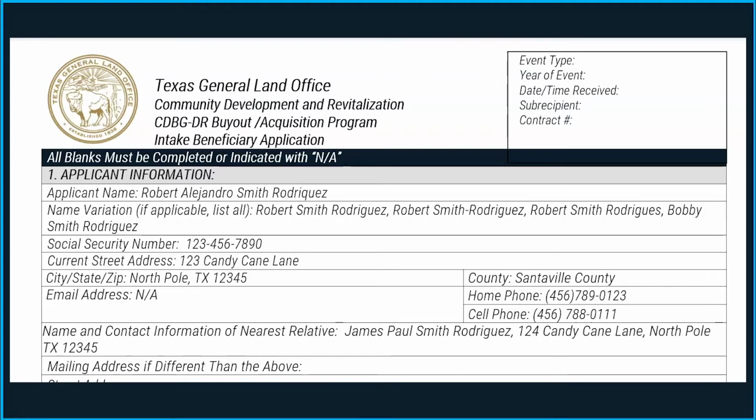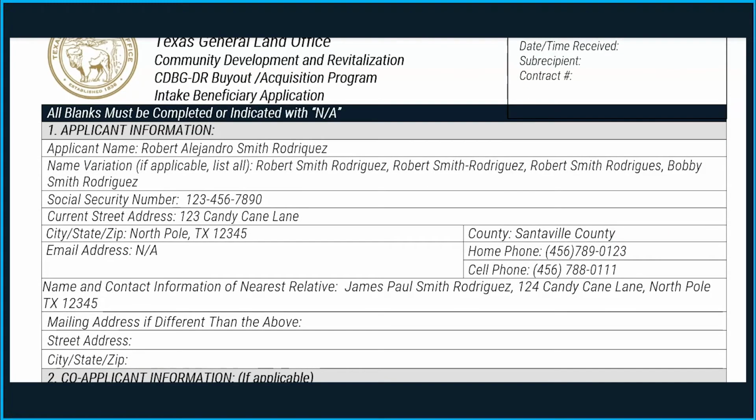The last few lines in Section 1 are for the mailing address if it's different from the home address, such as a P.O. box. If it is the same address, the applicant can write N.A., so in our example, Bobby wrote N.A.